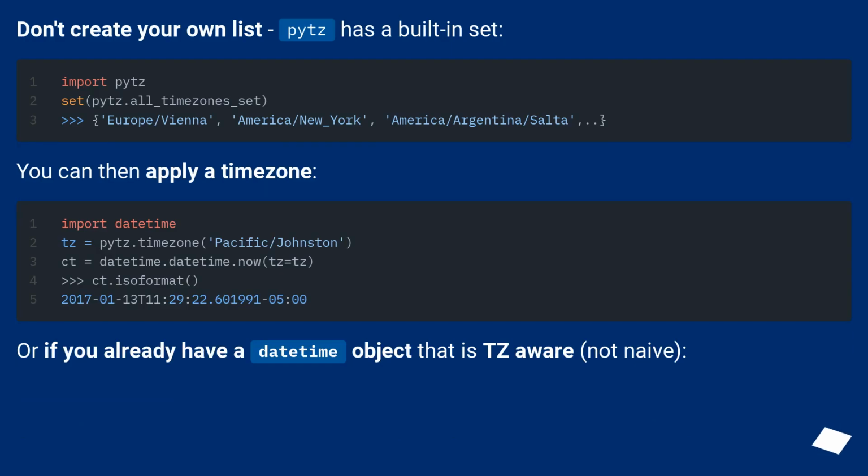Don't create your own list, Pytz has a built-in set. You can then apply a timezone. Or if you already have a datetime object that is TZ aware, not naive.